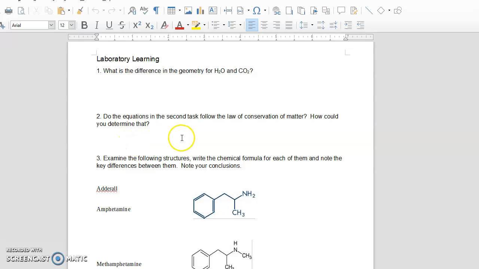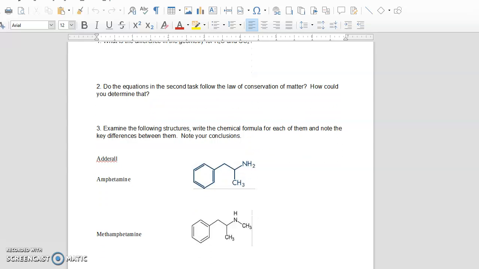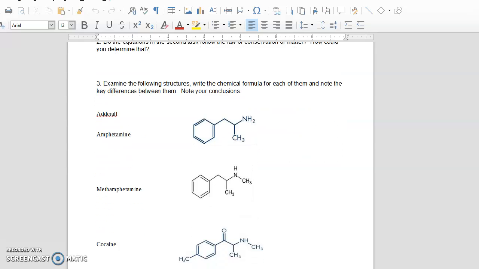Do the equations of the second task follow the law of conservation of matter? And how could you determine that? Okay? Answer that question. Then I've got something here a little bit different. What I want you to do is, we've got several ones that belong to the same family. You've got amphetamine here. You've got our friend meth right here. Okay? And then you have cocaine.